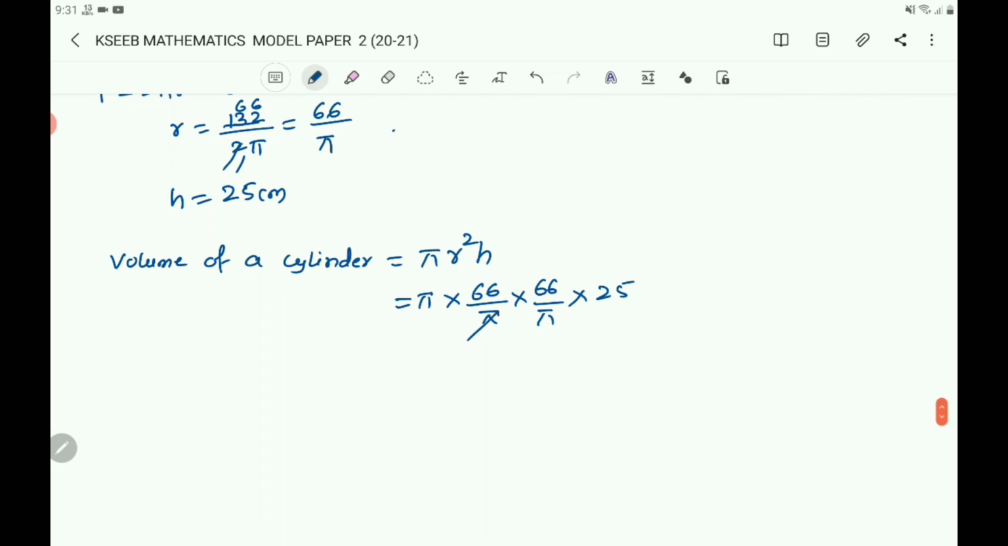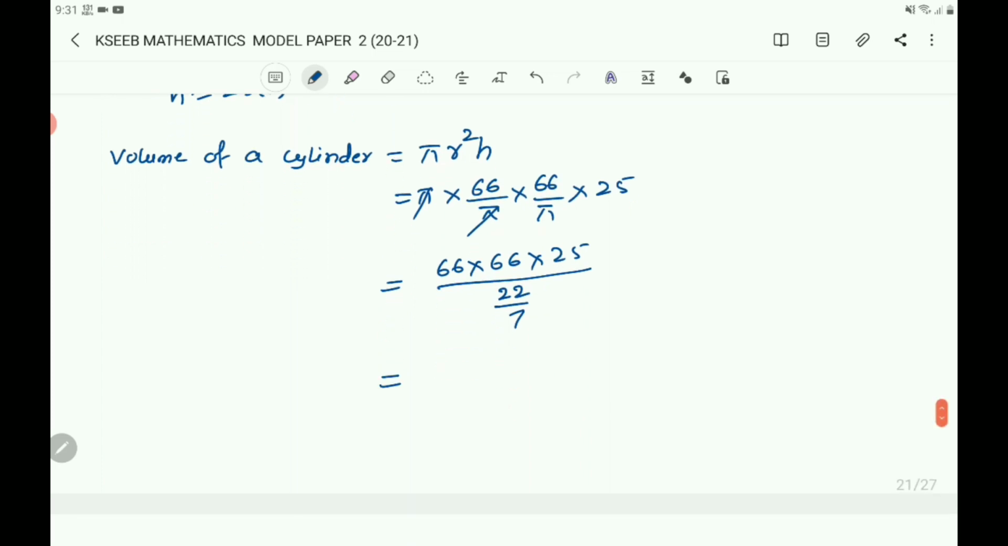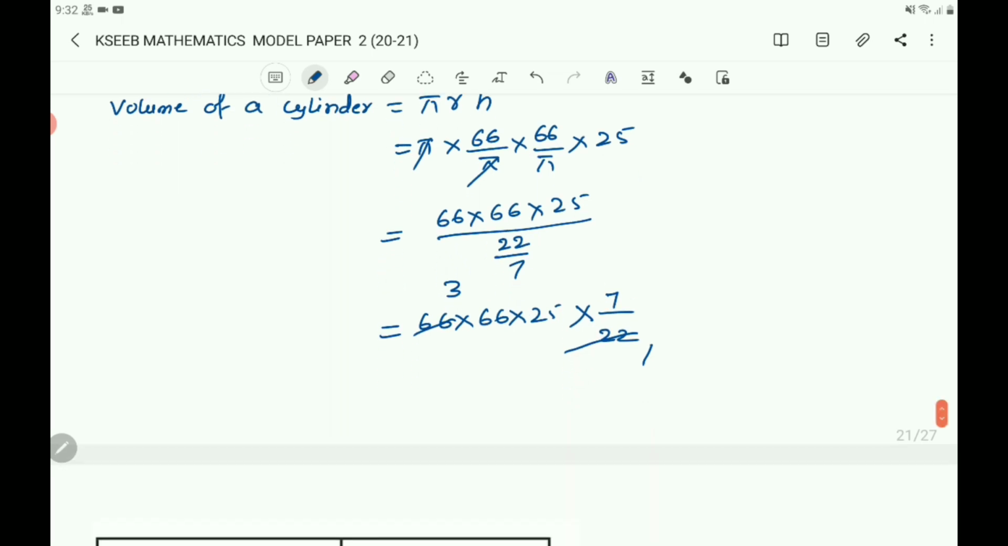Then pi cancels, so it is 66 into 66 into 25 by the value of pi, that is 22 by 7. Then it becomes 66 into 25, and write the reciprocal of this 22 by 7. It becomes 7 by 22. Then you can have 22 ones are 22, threes are.